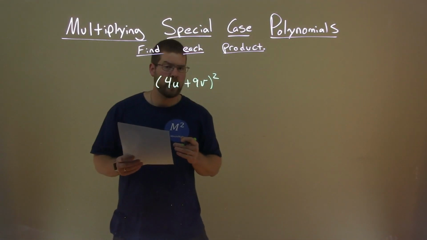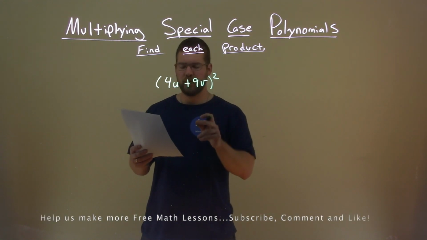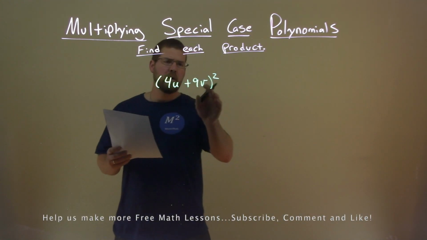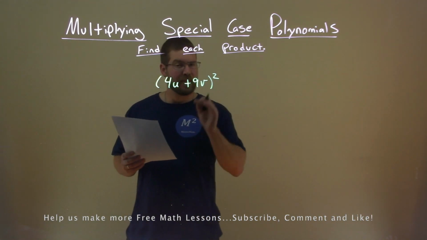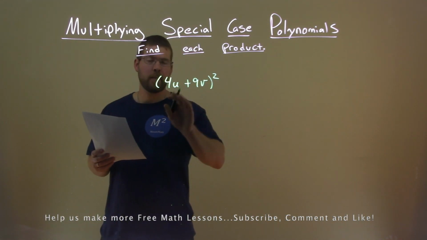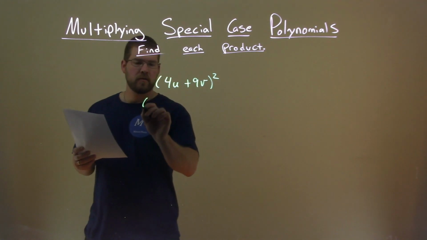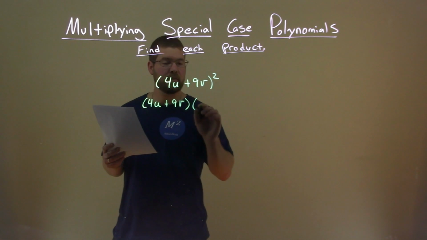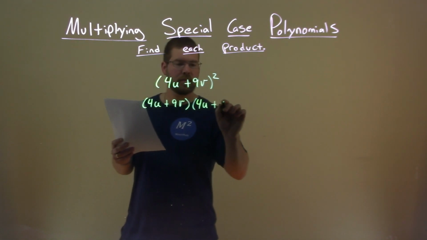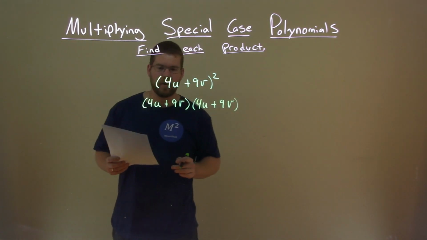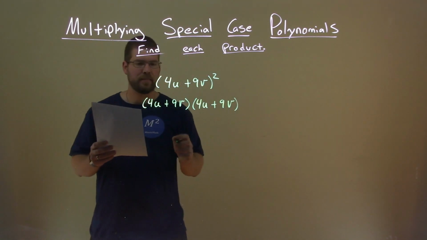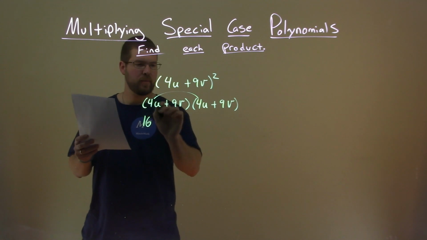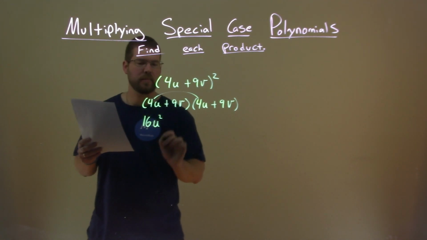We're given this problem right here, 4u plus 9v. All of that is squared, and we want to find the product. When we know about taking something and squaring it, that's the same thing as taking something and multiplying it by itself. So we write 4u plus 9v here and multiply it by itself. 4u plus 9v. All right, so now let's go multiply this out. 4u times 4u. 4 times 4 is 16, and u times u is u squared.